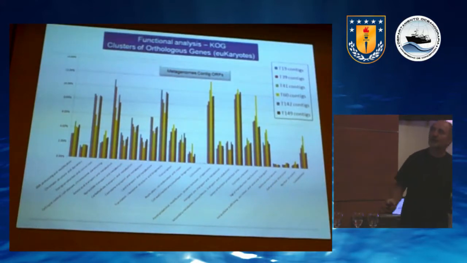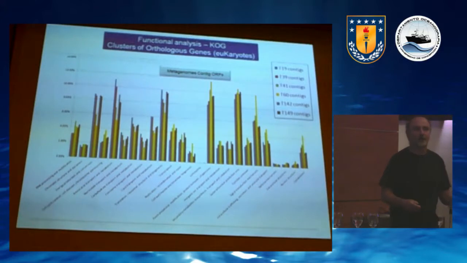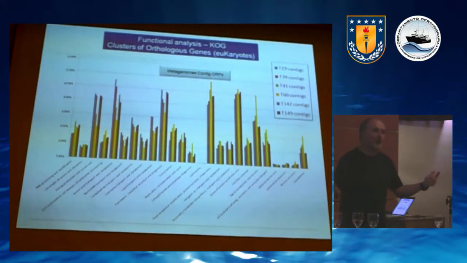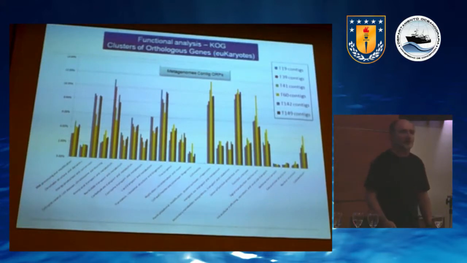What was really disappointing is that all the samples look similar. We had some kind of a general profile. So for example, this group here is very abundant. This group is very abundant. So it looks like it was the gene signature for eukaryotes in the ocean, and there was no variation.